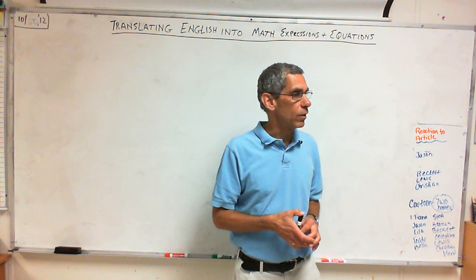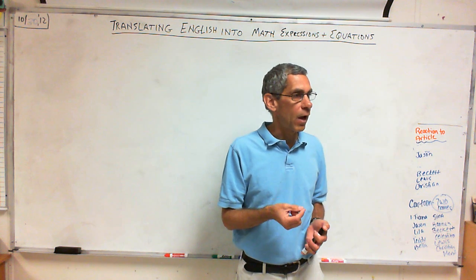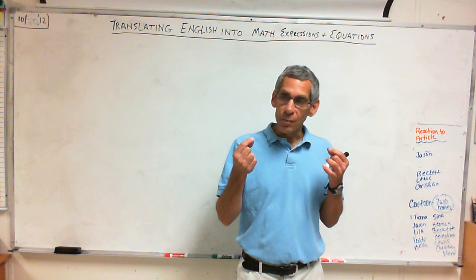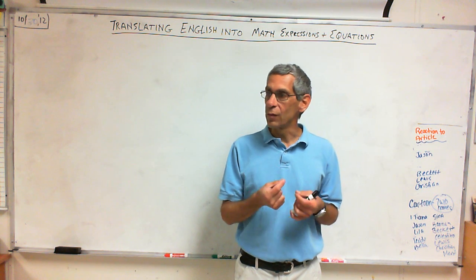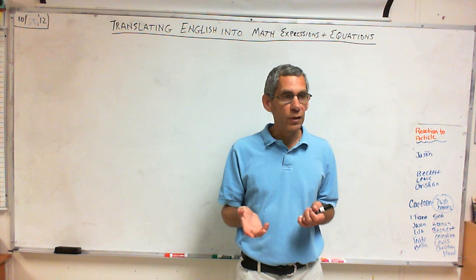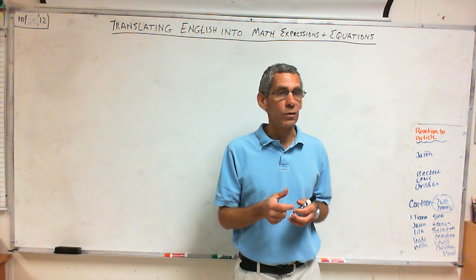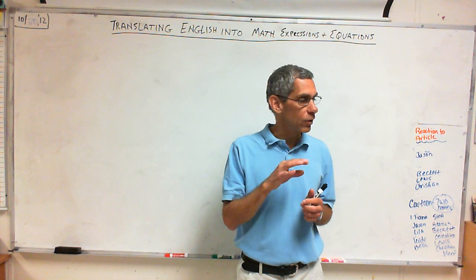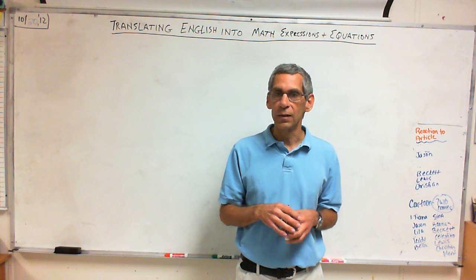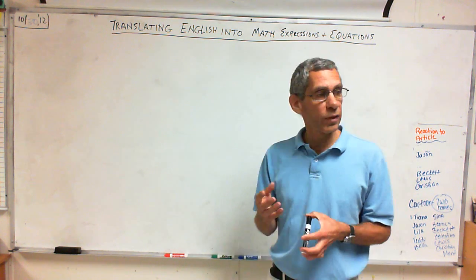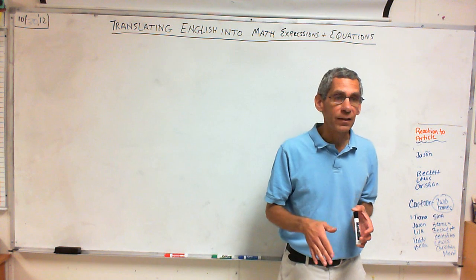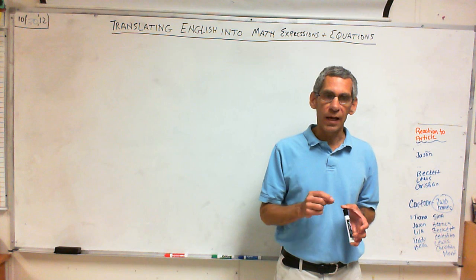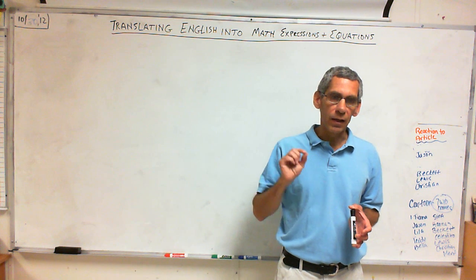In order to do that, though, the first step is learning how to translate words in English into mathematical expressions or equations, okay? And so that's what we're going to talk about. It's actually not that difficult, but until you see it and get used to it, it will feel a little complicated. But the truth is, all you have to do is exactly what it says. If you read it exactly and do it exactly, you'll see how to translate.